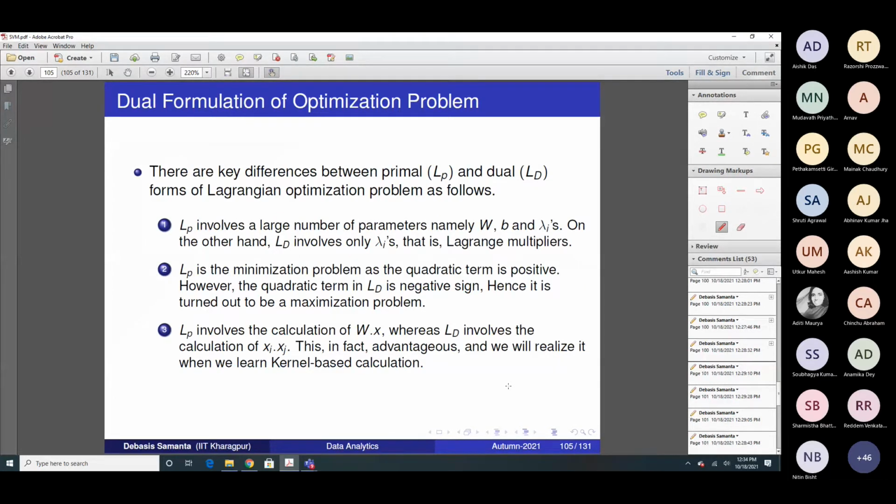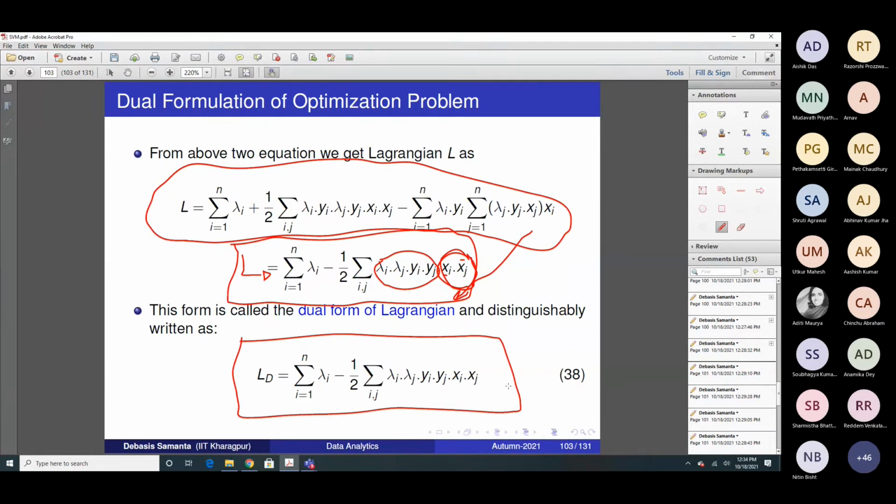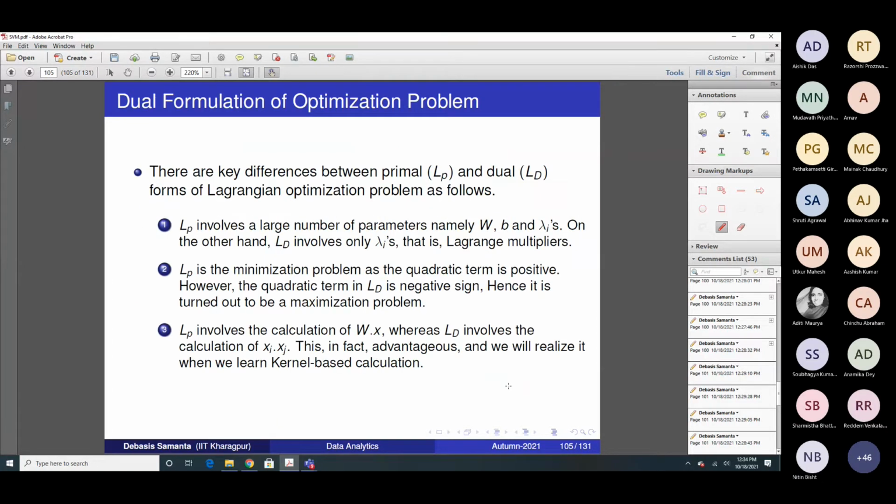The first thing you can compare: LP is in terms of W, B and lambdas. So in order to have this LP, we have to know the unknowns W, B and lambda. So many unknown parameters are there. But if you come to this Lagrangian, how many unknown values are there? As you see, here only one unknown parameter, the Lagrangian multipliers. There is no W, there is no B. Then definitely the number of model parameters required is reduced to only one type of parameter. So this is one really good advantage, right?